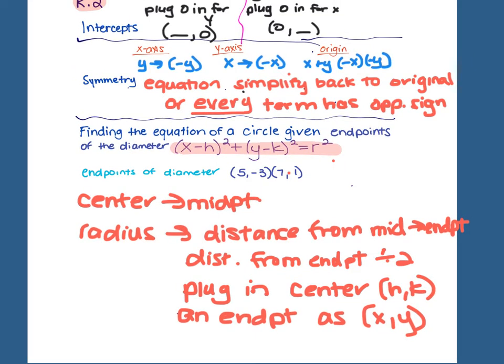So this is the third formula you need to know, right? Distance formula, midpoint formula, and then the circle. That's the third one.